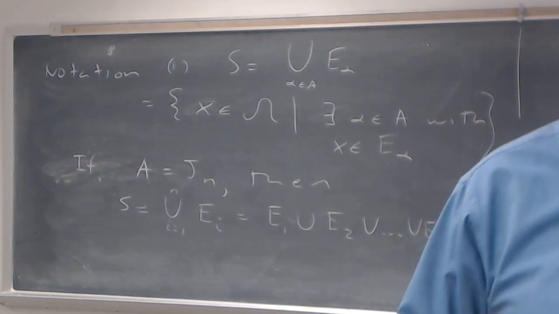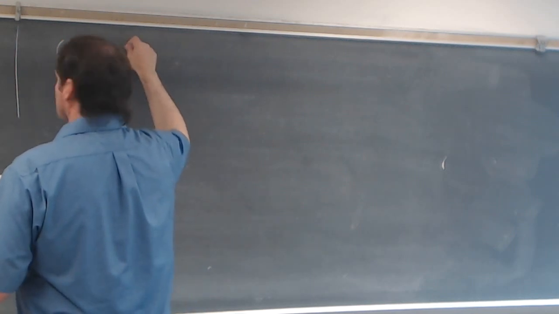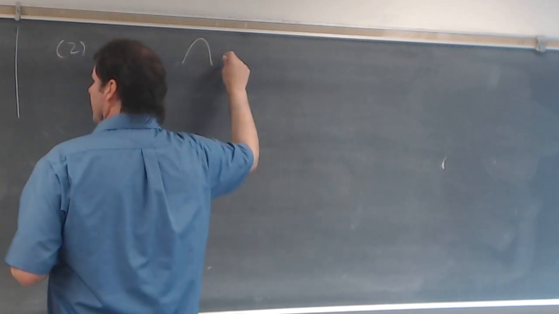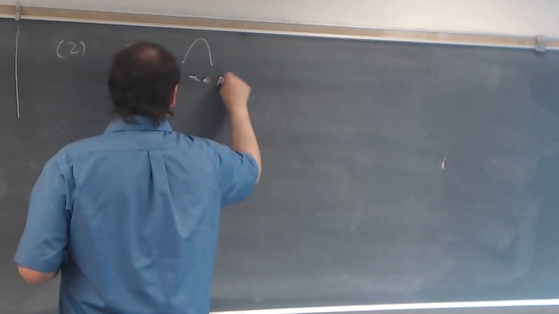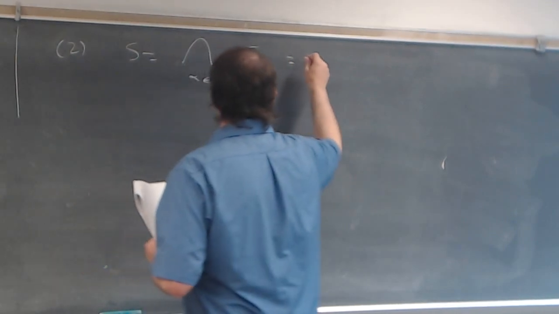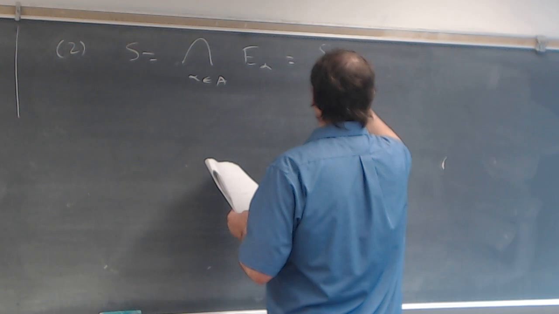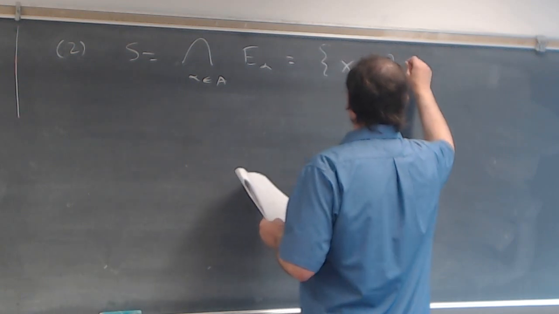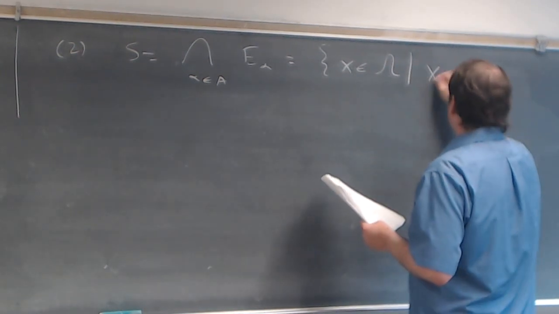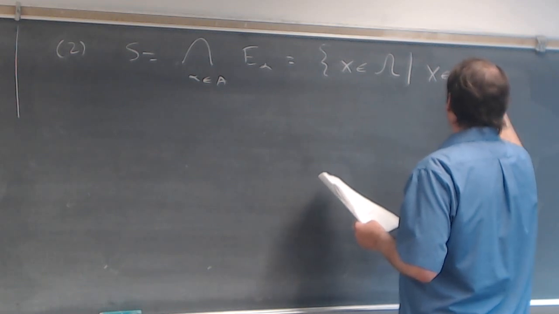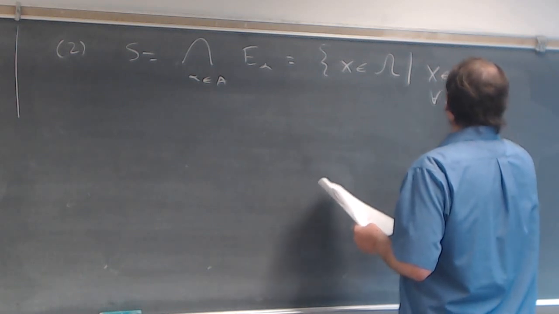Okay, the second notation has to do with intersection. Second, we could have S equal to the intersection over alpha an element of A of E sub alpha, which will be equal to the set of all x's in omega such that x is an element of E alpha, and that's true for all alpha an element of A.